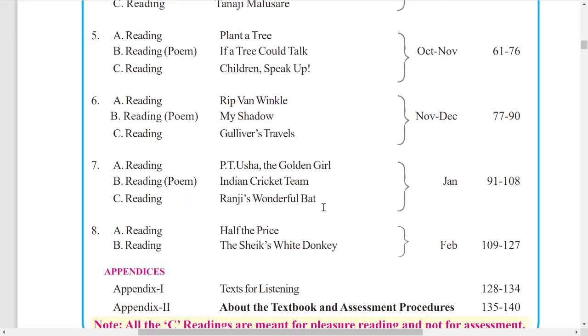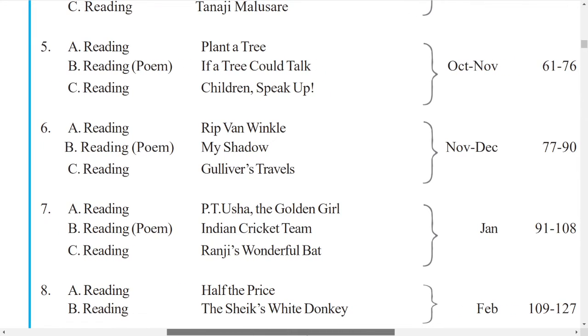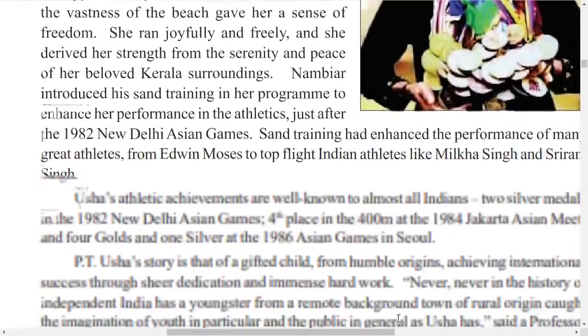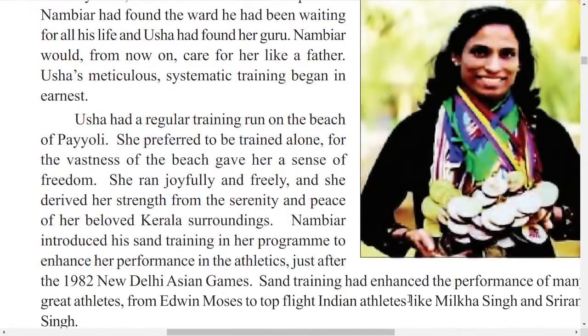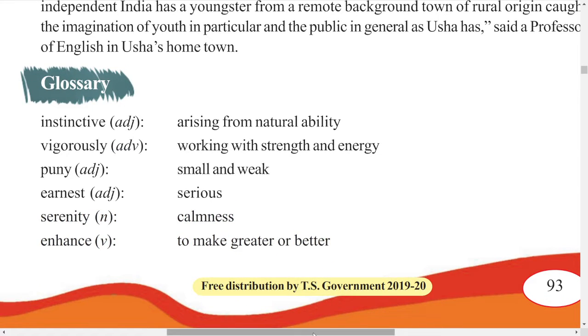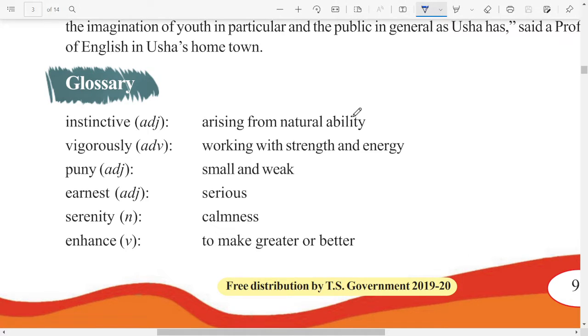So in this video, I will record the last one, that is unit 7, of PT Usha, Indian cricket team and Ranji's wonderful bat. There we have some of the glossary. This lesson is already explained. If you want to watch the lesson explanation, you can go back to the playlist, and in the 6th class playlist, you can watch them. Now we'll go through this glossary and grammar part.